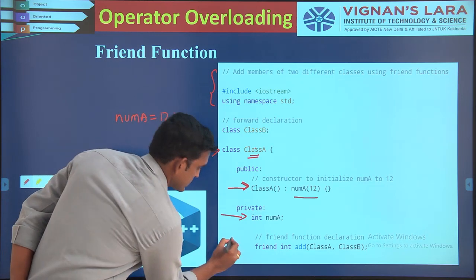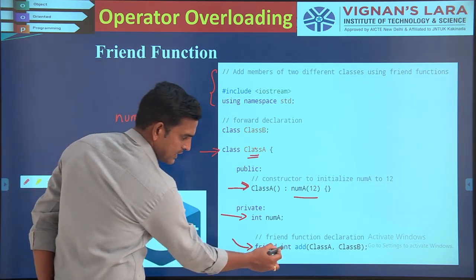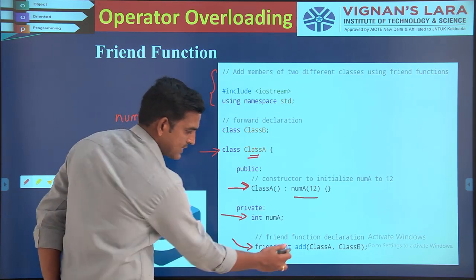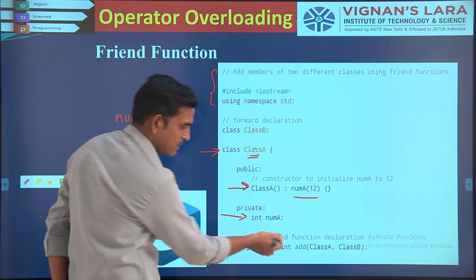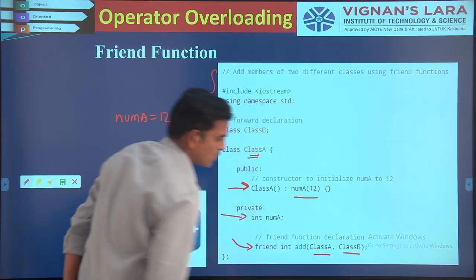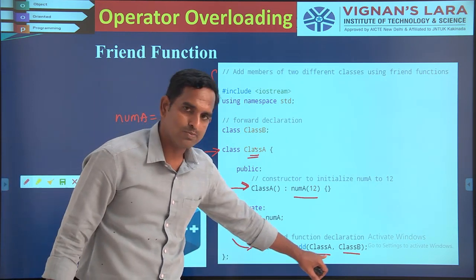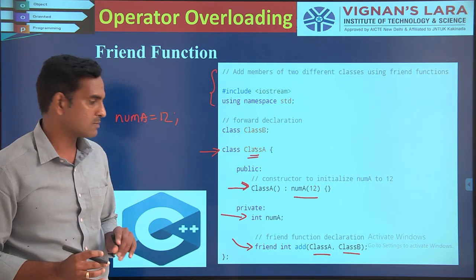Then what I have done is I have created one friend function. So friend int add. Add is the function here. Since add is a friend function, we will be calling it as a friend function. And if you see, I am using two objects: one is the class A object and the other is the class B object.